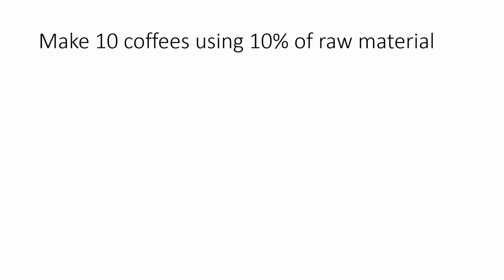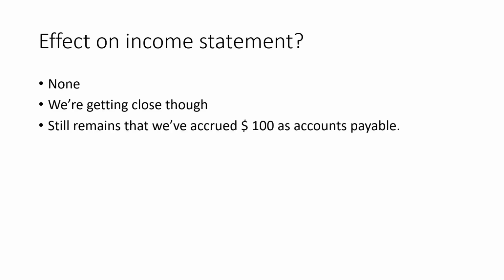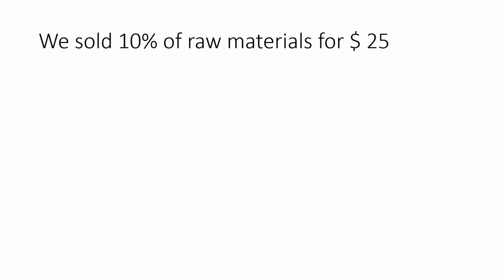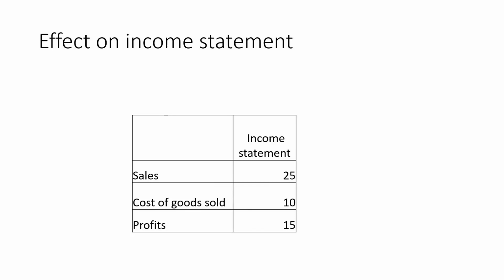Now, when we make 10% of raw materials to be converted to final goods, that is coffees, we have still not made a sale, and therefore there's no effect on the income statement. But we are very close now. So we have the final finished good ready. And moving on, we made sales of $25. Although this is not a cash sale, as you can see, accounts receivable have increased to 25. So there's a credit sale. Even though we did not receive cash for our sales, it is still considered sales and the income statement is ready to go.